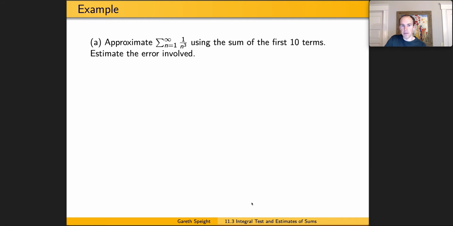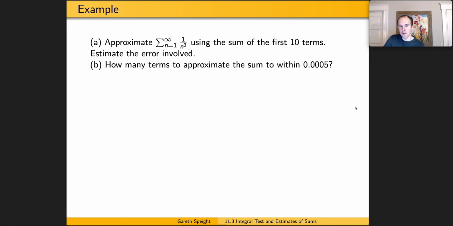Okay, so let's see an example where we do that. We're going to approximate the sum of 1 over n cubed using the sum of the first 10 terms, and then estimate the error involved. And then we want to study how many terms we need to estimate the sum to within 0.0005.